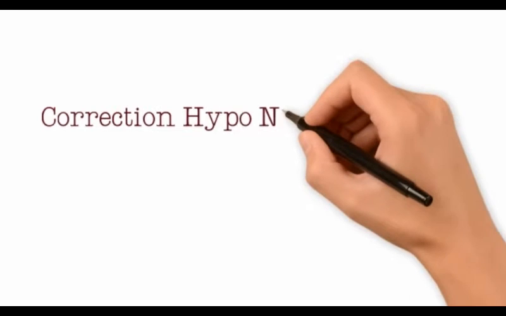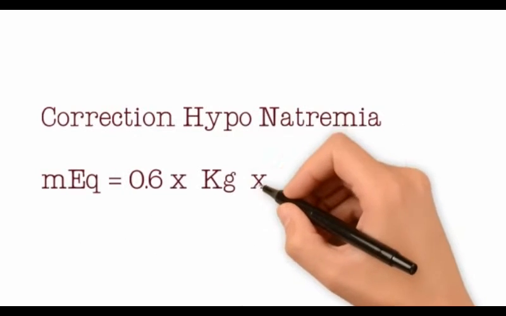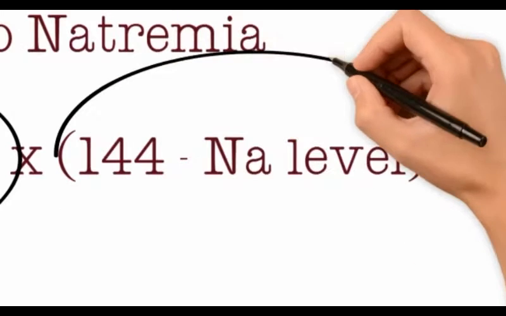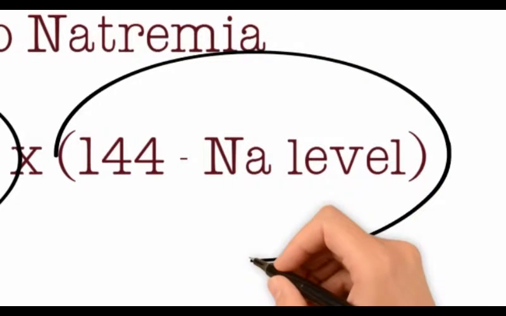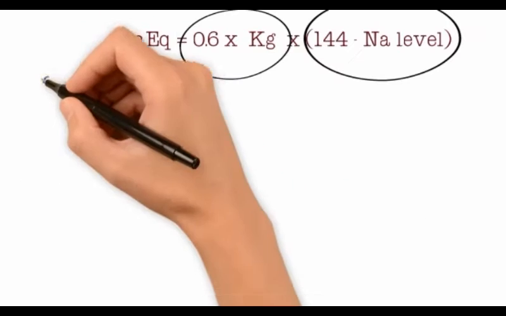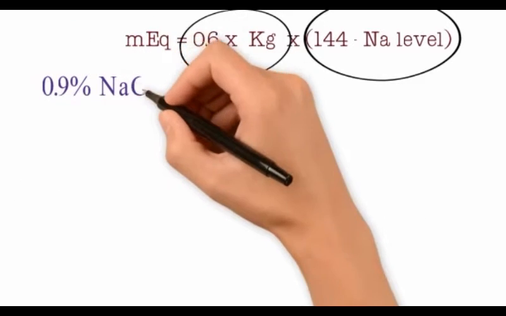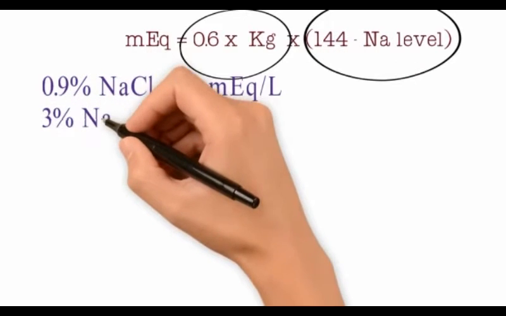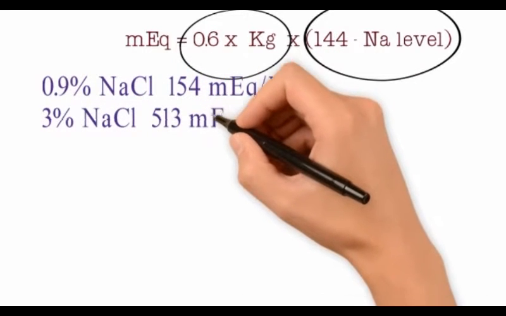The formula for correction of hyponatremia: this portion calculates the total body water in liters, and this portion calculates the sodium deficit per liter. 1 liter of normal saline has 154 milliequivalents of sodium, and 3% saline has 513 milliequivalents of sodium per liter.